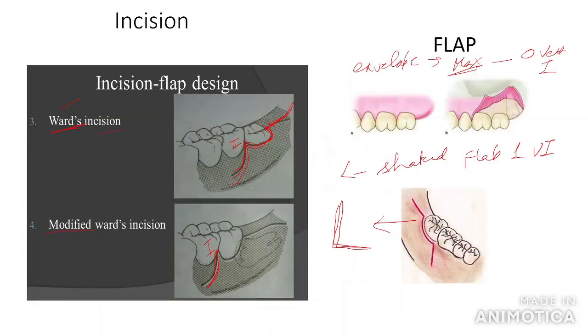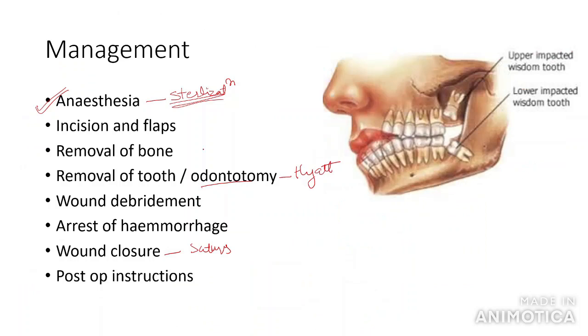So after you remove the bone, you are going to remove the tooth. Tooth removal can be easy, or you have to do odontotomy. It is a technique which was given by Hayat, where you do odontotomy. So you're going to divide it like 1, then 2, and then 3. This is the kind of dissection you're going to do: 1, 2, and 3. And remove the tooth in pieces, right?